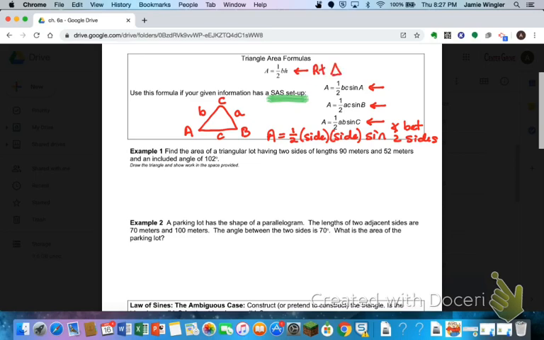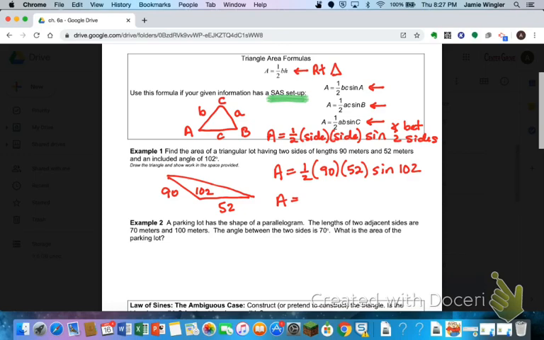So let's draw this picture. We want to find the area of a triangular lot that has two sides that are 90 meters in length and 52 meters in length. And the included angle is 102. So here we have a side angle side setup. So our area is going to be 1/2 times one of the sides times another side times the sine of the angle between them. You're going to plug this into your calculator all at once. Don't do it step by step, and you should get 2,288.9 meters squared because it is area.